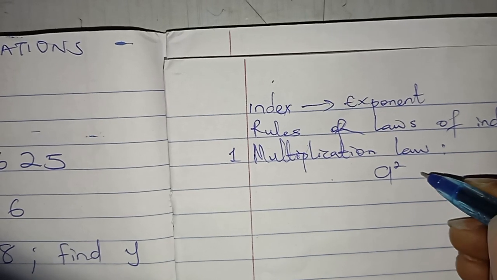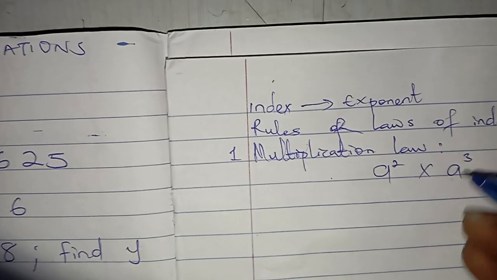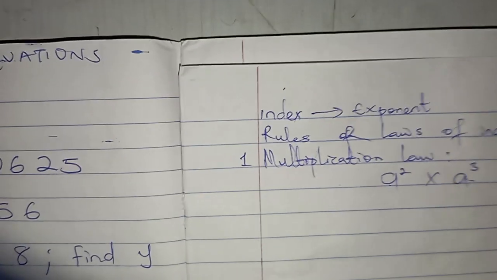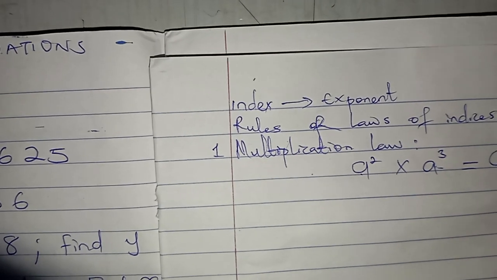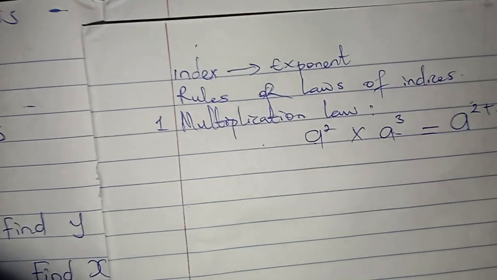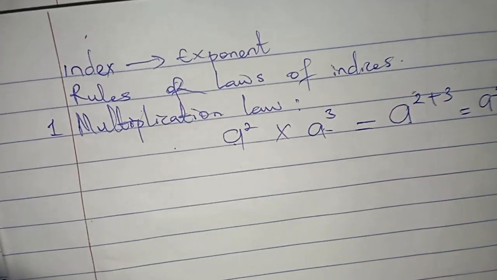Let's say a raised to power 2 times a raised to power 3. Provided the bases are the same, making the base to be 1, then add the powers, which is equals to a raised to power 5.